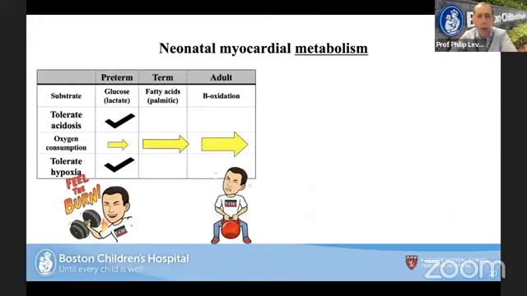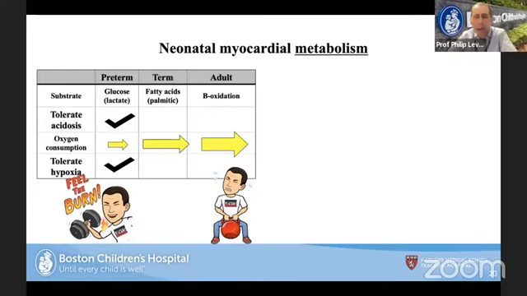And let me show you why. Now, the preterm infants rely heavily on glucose. They don't rely on fatty acids and they don't rely on beta oxidation. They tolerate acidosis. They don't have a high oxygen consumption and they tolerate hypoxia.